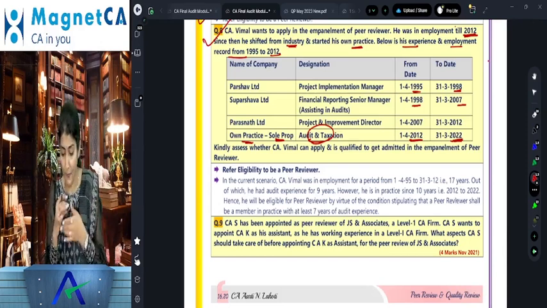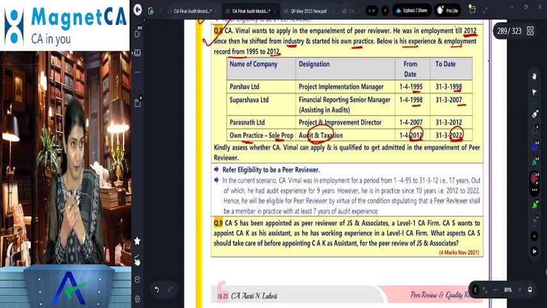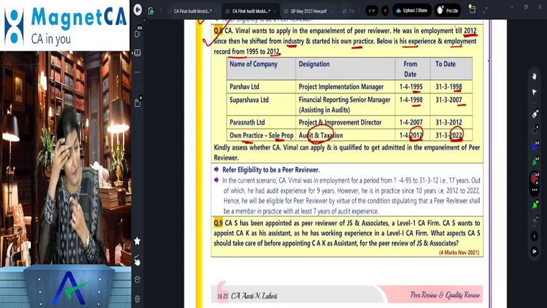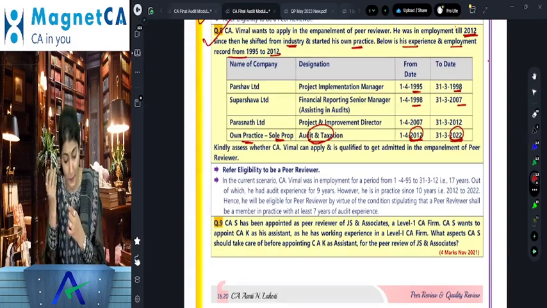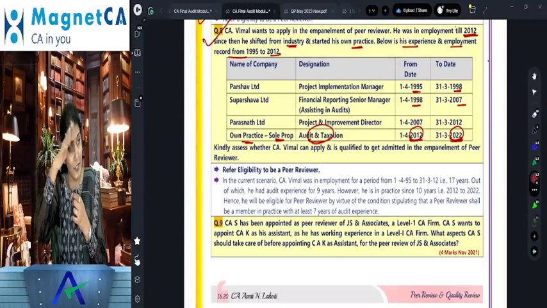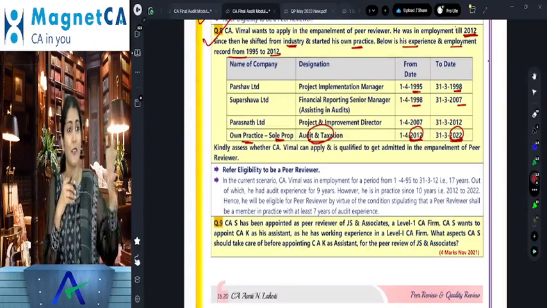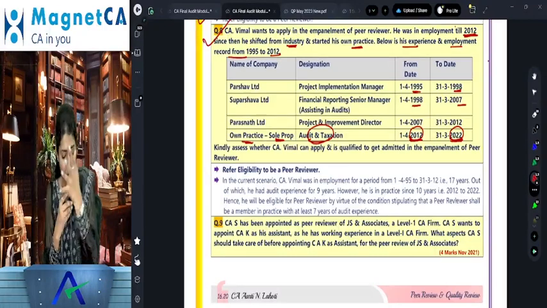He is having that experience from 1st April 12 to 31st March 22. So his assurance practice experience is 10 years. What is the assurance practice experience requirement? Only 7 years. So anyways, he is fulfilling condition 1 only. So no need to check condition 2. Okay, he has moved from industry to practice, and 10 and 3. Right, so what does it say?